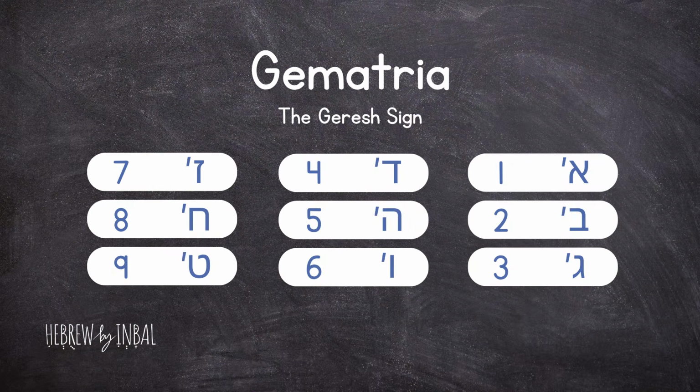When we have a single letter representing a number, we will see the gerish to the left of that letter, because Hebrew is right to left. So the gerish will appear to the left of that letter. The gerish looks like an apostrophe sign. This is how we will see aleph, knowing it is representing the number 1. This is how we will see bet, knowing it is representing the number 2.